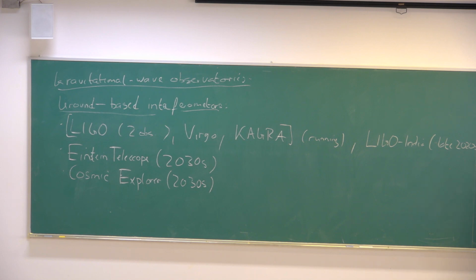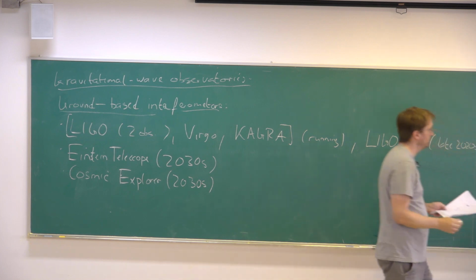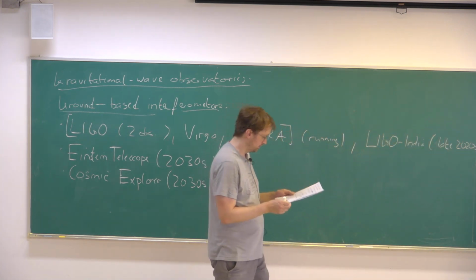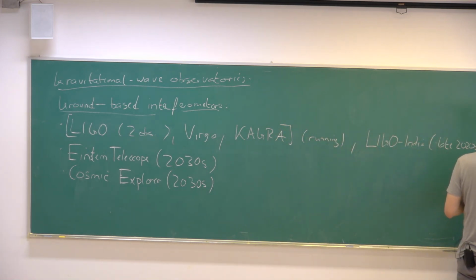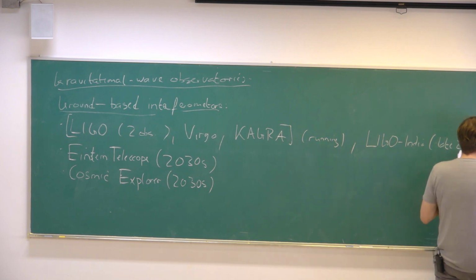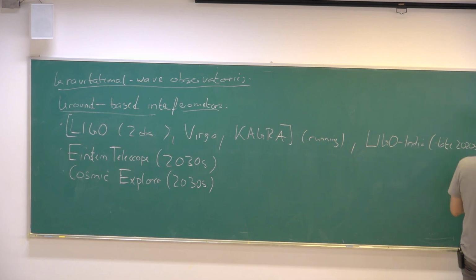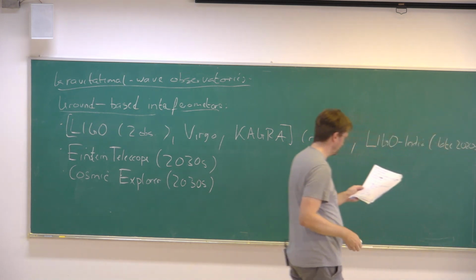LISA, which is a collection of 3 satellites that is planned to be launched in the 2030s. And then there are 2 potential successors already. It's DECIGO, or a slimmed-down version called pre-DECIGO, which is a Japanese proposal. I think they also aim for the 2030s for pre-DECIGO. And then there's the Big Bang Observer, which is a bit further down the line, in the 2040s.